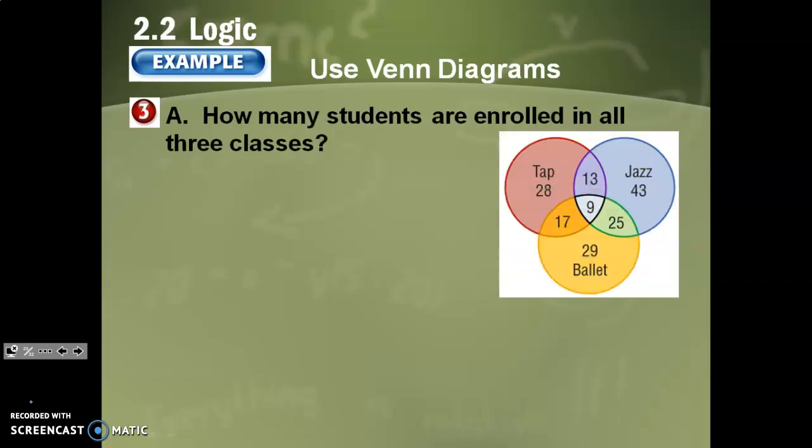So how many students are enrolled in all three classes? Well, here we're looking at where all three circles overlap each other, so here it would just be 9.